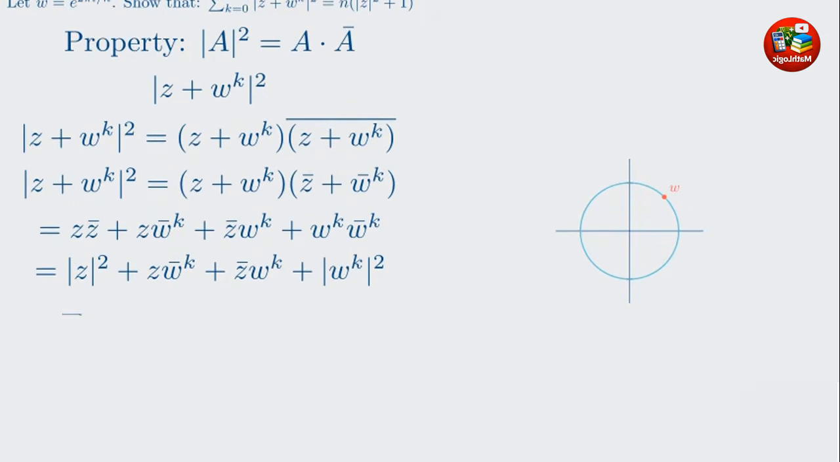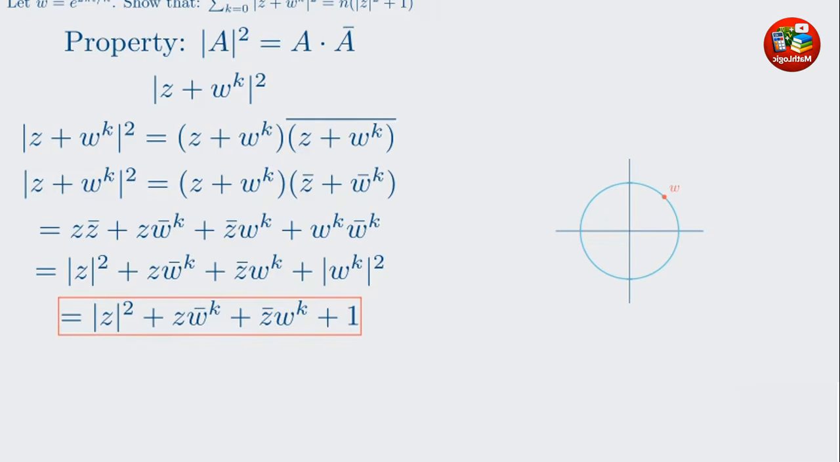But remember our original definition for w. It's e to the power of 2 pi i over n. Since this is a point on the unit circle, its magnitude is exactly 1, and 1 raised to any power k is still 1. So the last term simply becomes 1. We now have a much simpler expression to plug back into our summation.